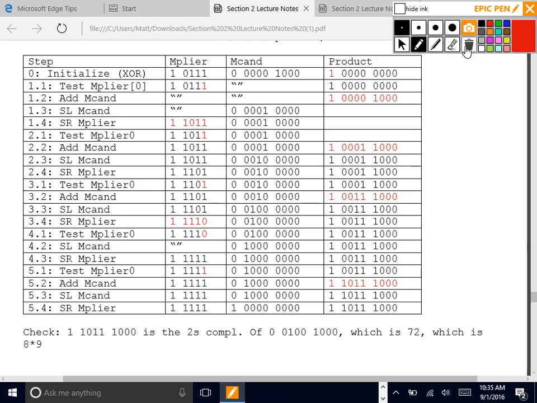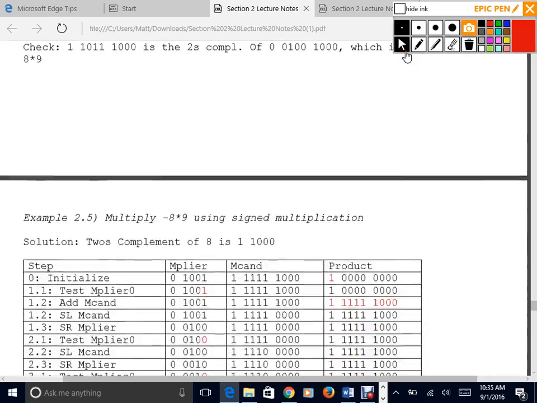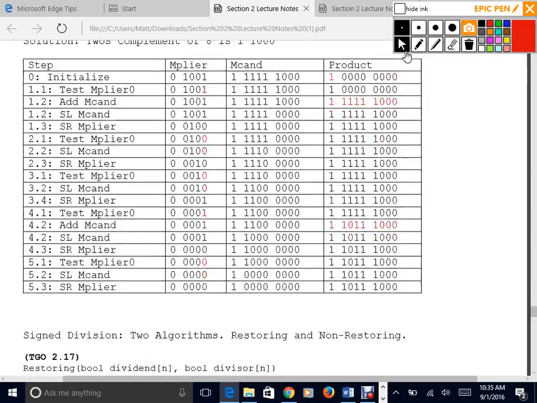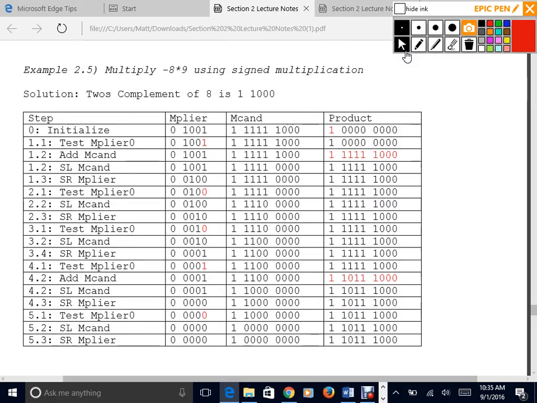All right. So then we're going to do the same problem, except with negative 8 times 9, just to show what's going on here.